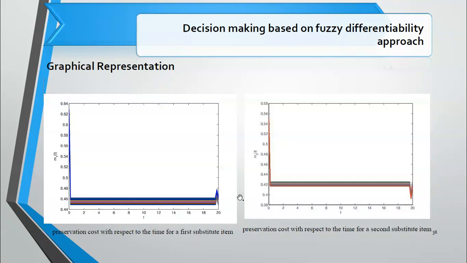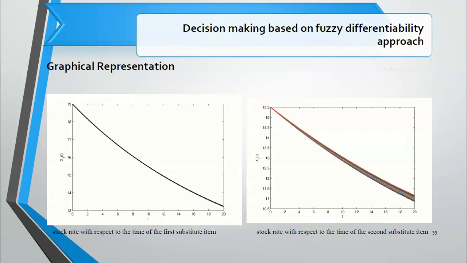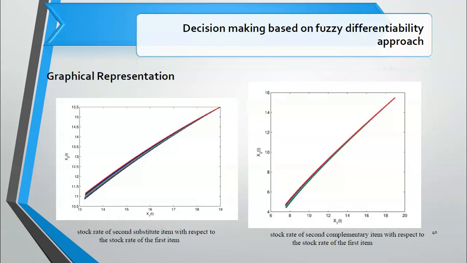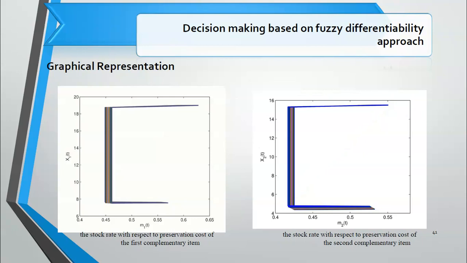Now, we present some graphs that represent the relation between different parameters like stock rate, preservation cost, time, etc. From these graphs, the decision maker not only gets better knowledge about the preservation amount, but also the proper amount of money that can be spent on preservation technology. These are the graphs.